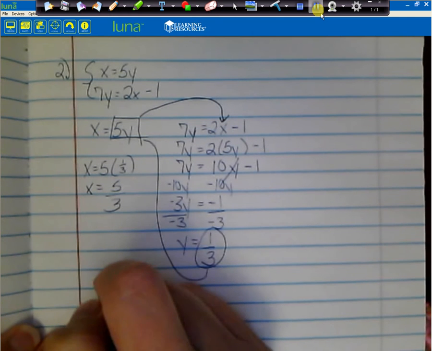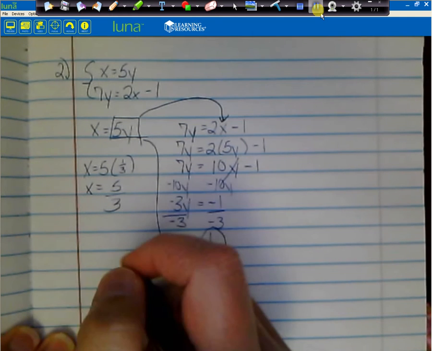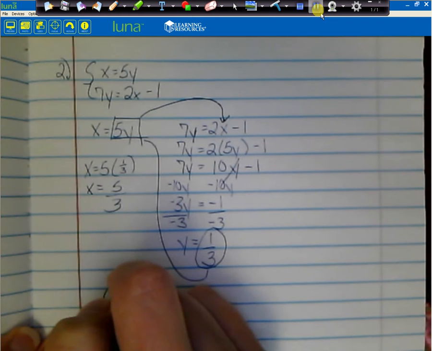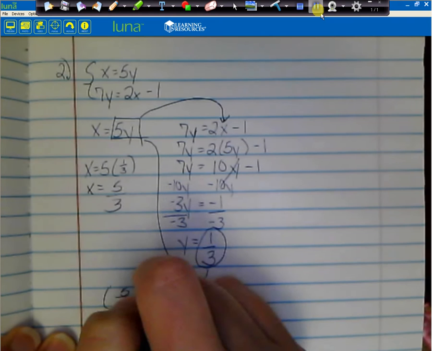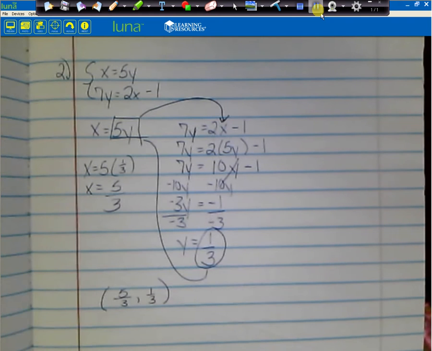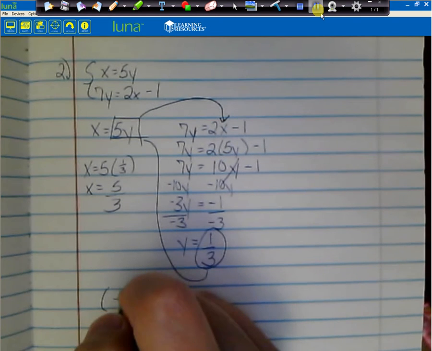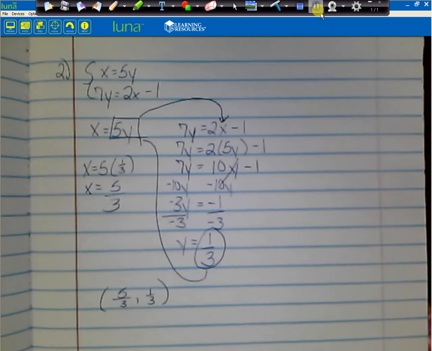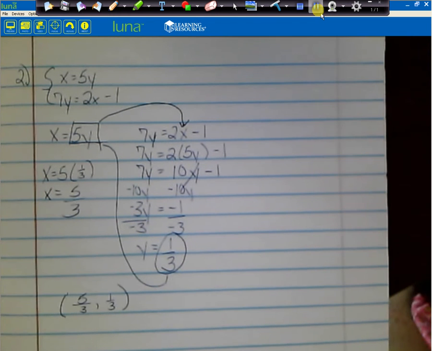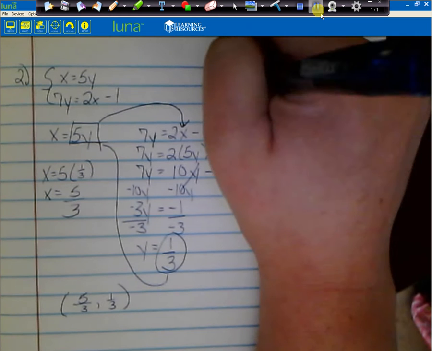So we're going to put that into our parentheses. We're going to say our x first, so 5 over 3, comma our y, which is 1 over 3. So that's 5 over 3, comma 1 over 3. So that's our solution. Now that we've found that solution, again, we need to check to make sure that we were correct and didn't make any mistakes. So over here, we're going to check that.